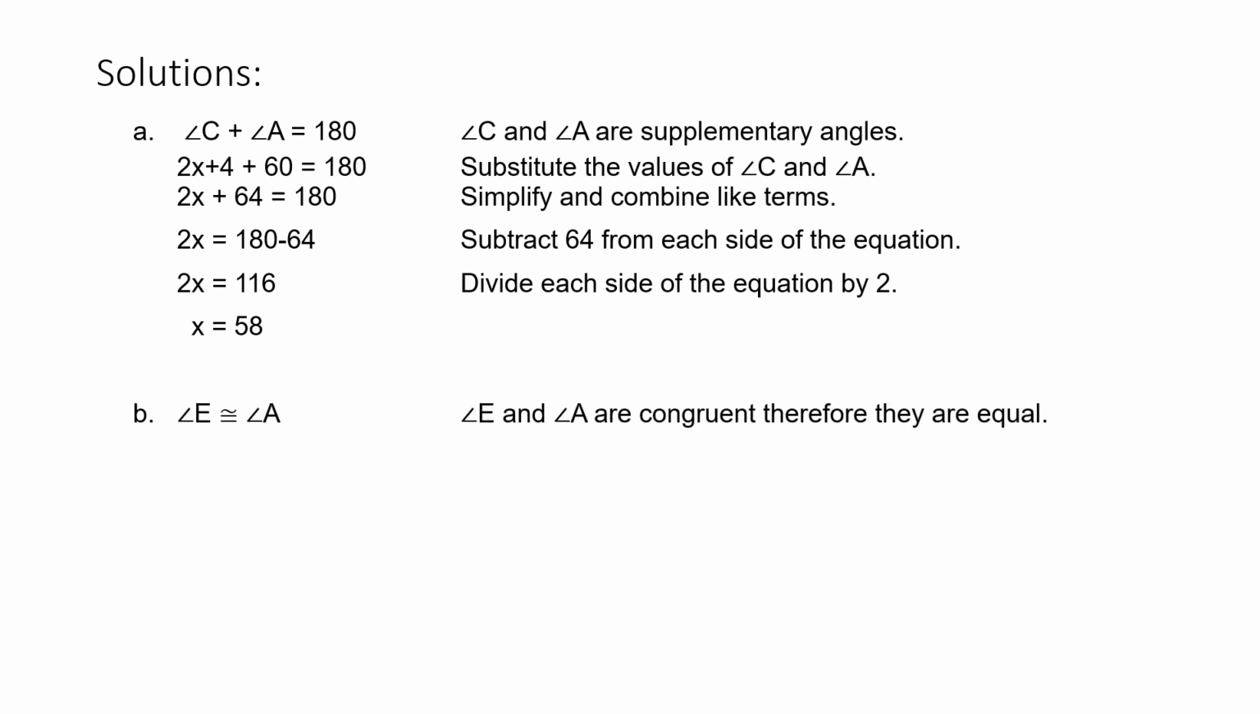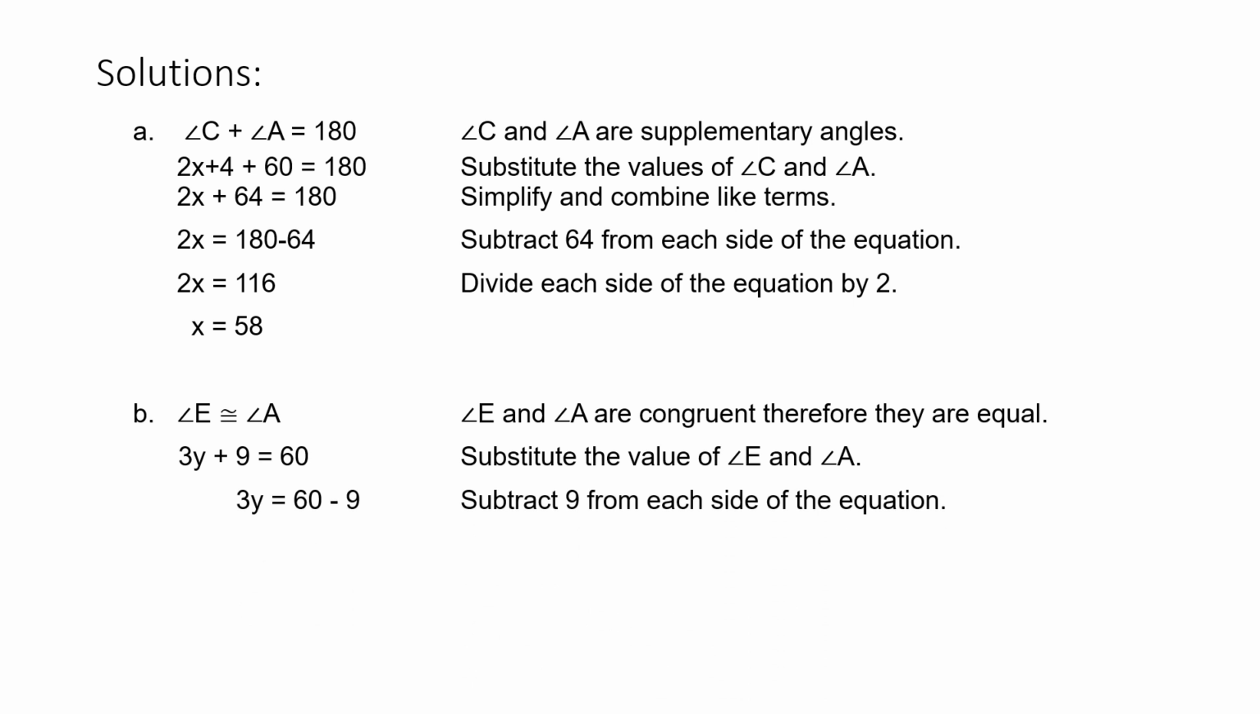Letter B. Angle E and angle A are opposite angles. Angle E and angle A are congruent, therefore they are equal. Solving for y, substitute the value of angle E and angle A. 3y plus 9 is equal to 60. Then subtract 9 from each side of the equation. 3y is equal to 60 minus 9.